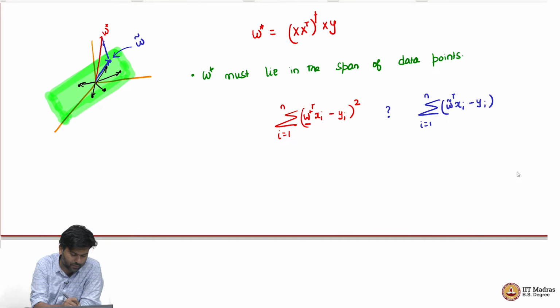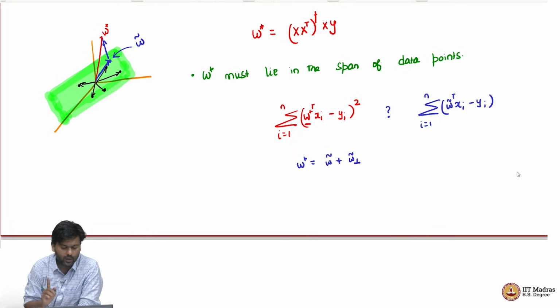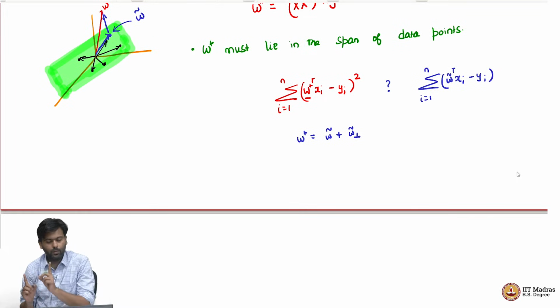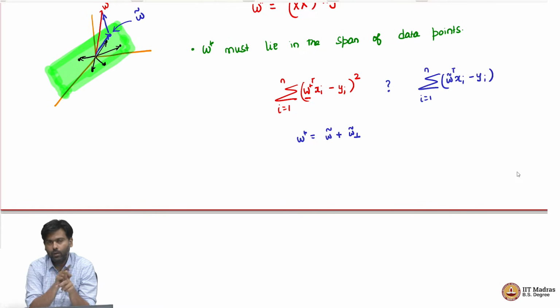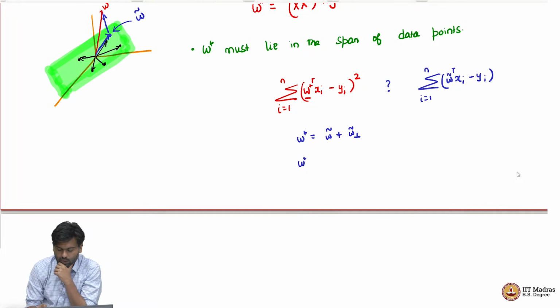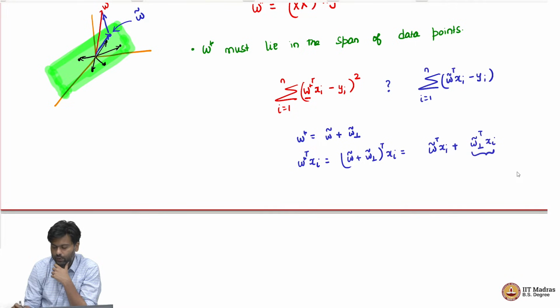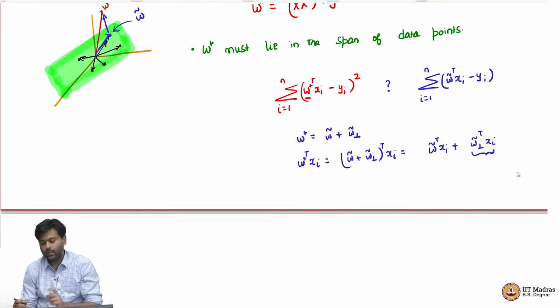vector plus this vector, that is, W star can be written as W tilde plus W tilde perpendicular. So, the one that is perpendicular, and if I add these two things I get W star. Now, W tilde perpendicular is perpendicular to this plane basically, because you are projecting W onto this plane. So, it is orthogonal to all the points on this plane. Which means that W star transpose xi is (W tilde plus W tilde perp) transpose xi, which is the same as W tilde transpose xi plus W tilde perpendicular transpose xi, but because this is orthogonal to this plane, and xi is in this plane, this term is 0.